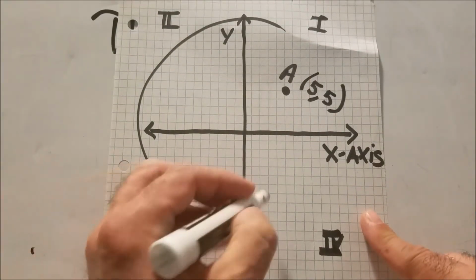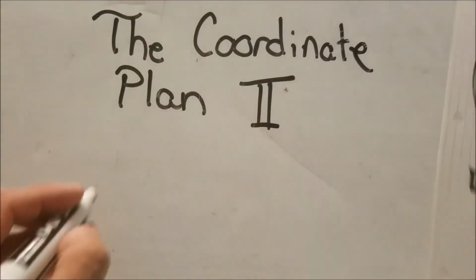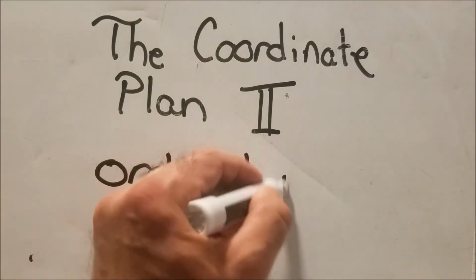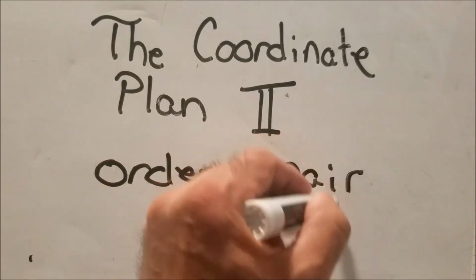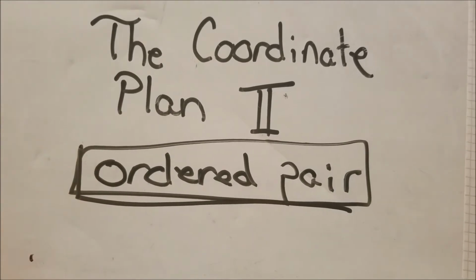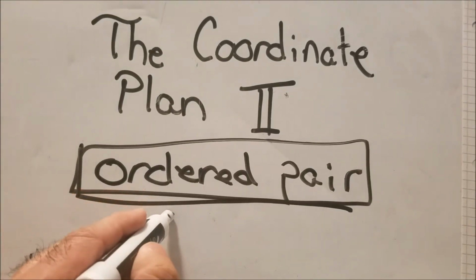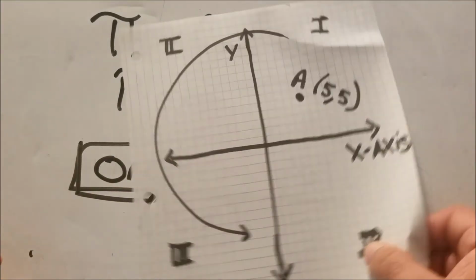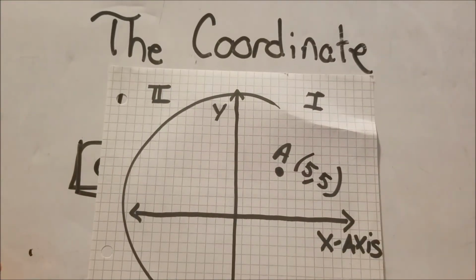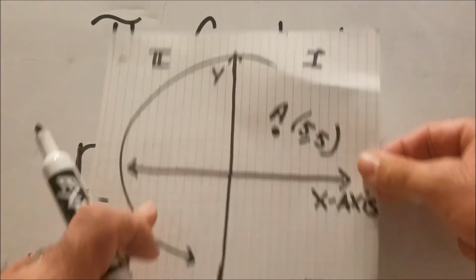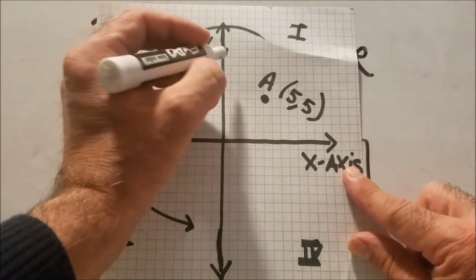So that's a word you should know, and I'll write it over here. Ordered pair. Not ordered apple, ordered pair. Little joke there, right? That means you have an X and you have a Y. That's the pair. All right, so I'll put a point up, and you tell me what do you think is the ordered pair, or the points on the grid.